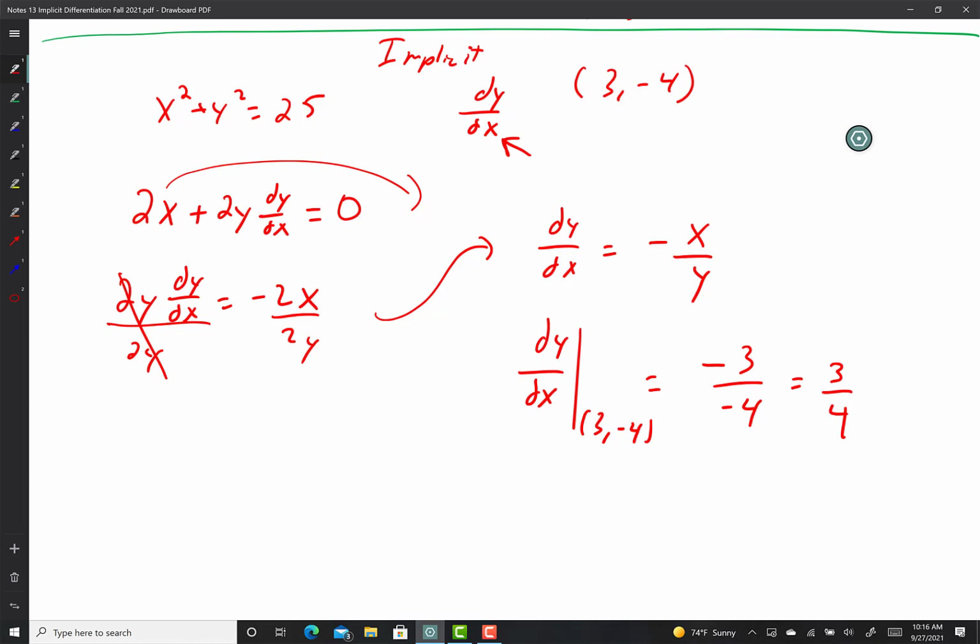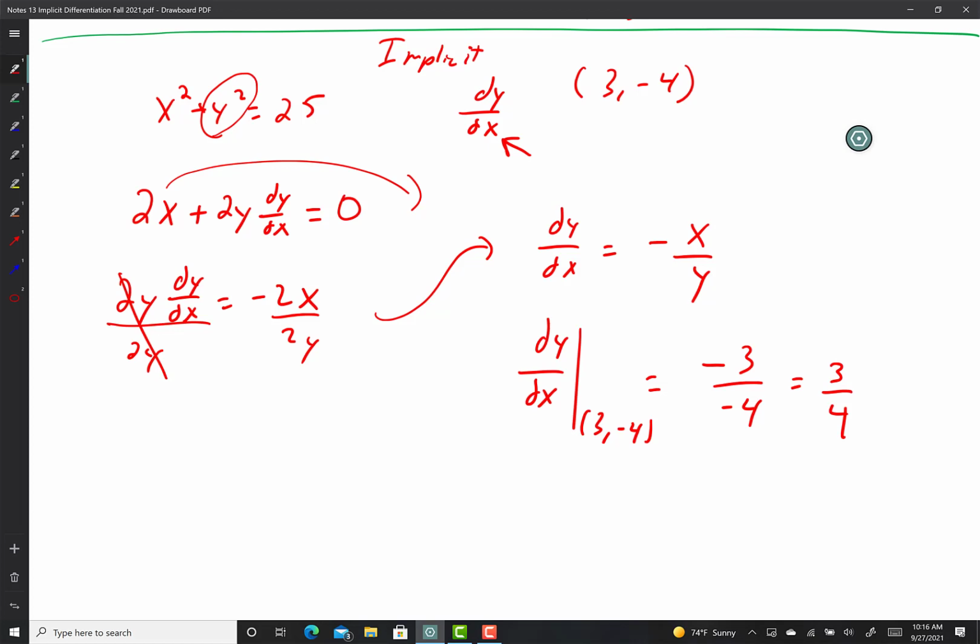Yes. How do we feel? Could you go over one more time? Where did dy dx come from again? Yes. I took the derivative of y squared. Is y squared an x? No. So as soon as you take the derivative of something that's not an x, put the dy dx next to it. Derivative of y squared, 2y, dy dx.